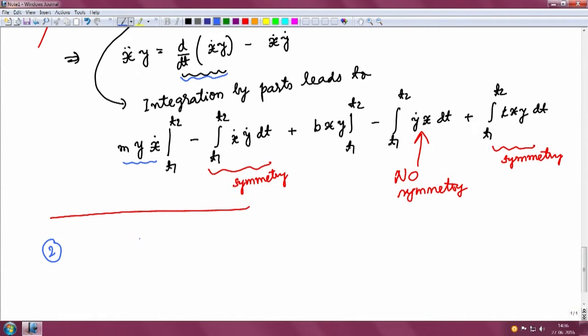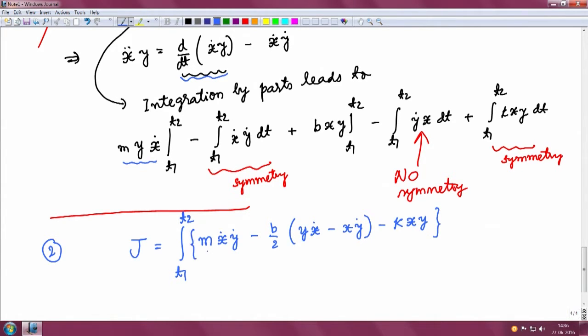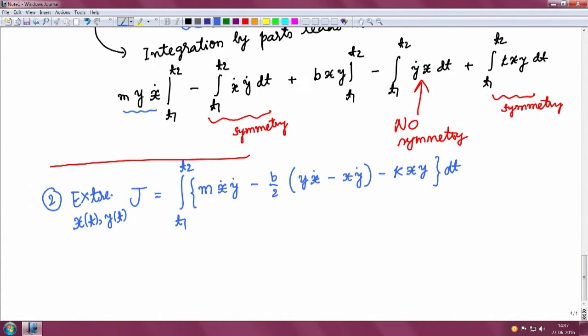In this case, we will define a functional J from T1 to T2, the time does not change. We will have a system which is like this: m x dot y dot minus b by 2 (y x dot minus x y dot), we are defining it symmetrically, and then minus k x y, dt. Okay, that is what we will do, right. So, this one we will extremize with respect to two functions, x of t, y of t. We have discussed calculus of variation with two functions where our integrand is this, that is our f.